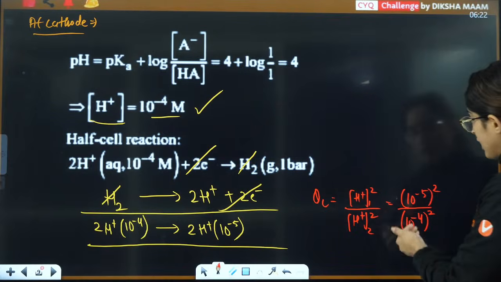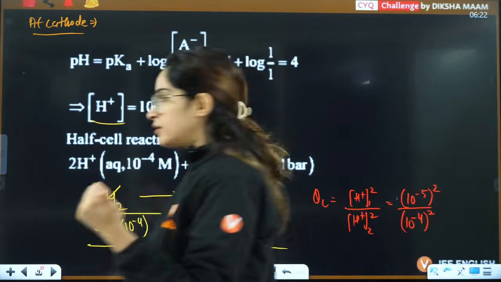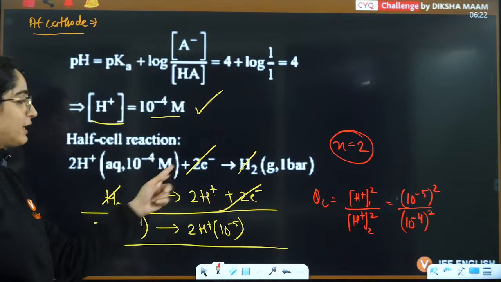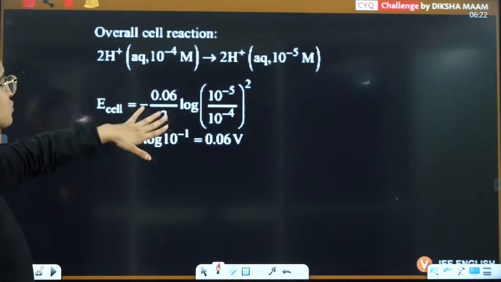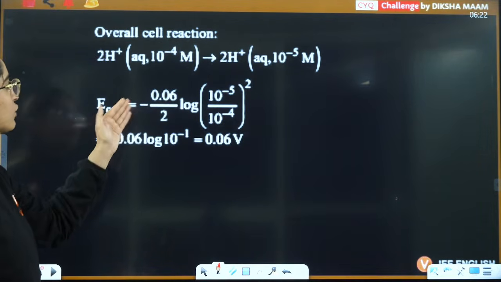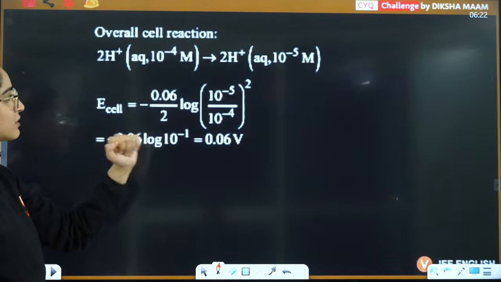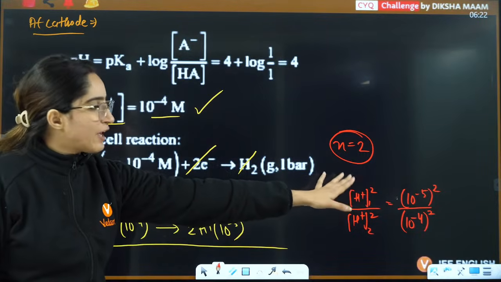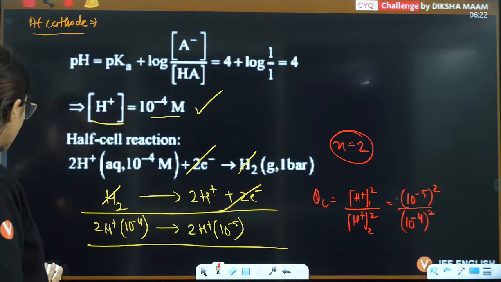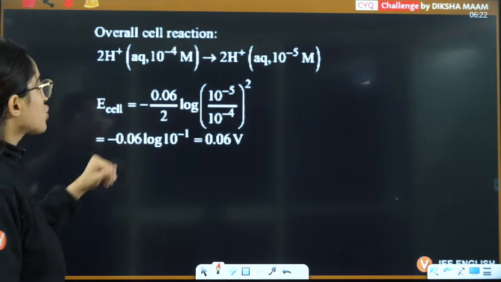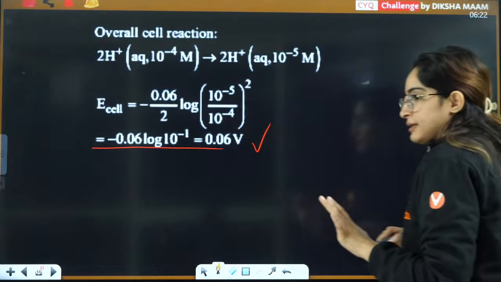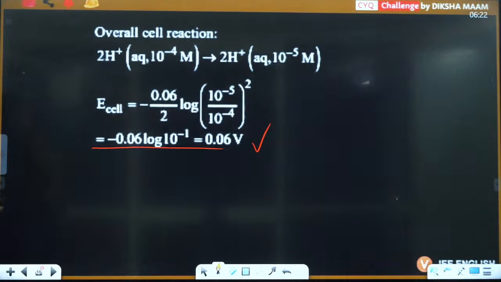Now what you will do? You will just put in the value of QC. The n factor is going to be 2, since the number of electrons lost or gained is 2. You will put all the values here and get your answer. E naught cell is 0, n is 2, and QC is 10 raised to power minus 5 squared by 10 raised to power minus 4 squared. Solve this and you will get your answer. Tell me, is that clear? Yes, both are SHE.